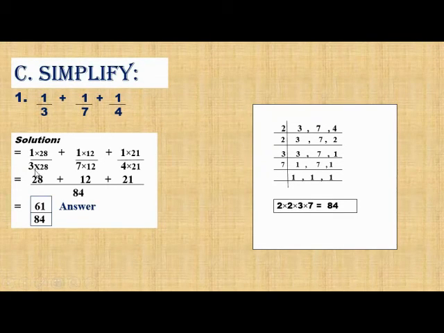The second step is, in the table of 3, how many times is 84? 28 times. So 3 multiplied by 28 and 1 multiplied by 28. You have to multiply 28 both in numerator and denominator, plus 7 multiplied by 12, 1 multiplied by 12, plus 4 multiplied by 21 and 1 multiplied by 21. That gives 28 plus 12 plus 21. Now the next step is you have to add these values. 28 plus 12 plus 21 equals 61 upon 84. This is your answer.